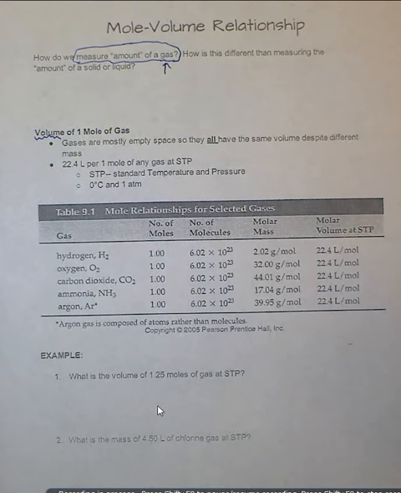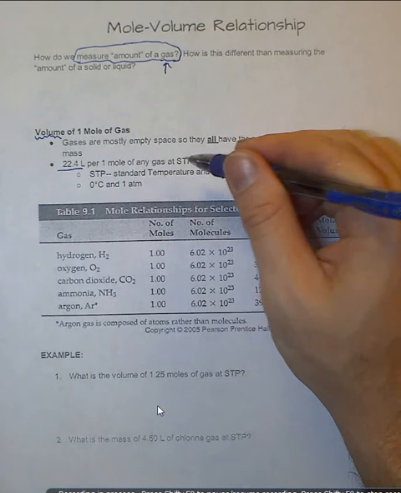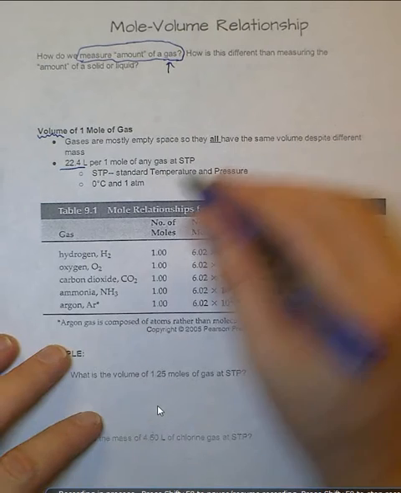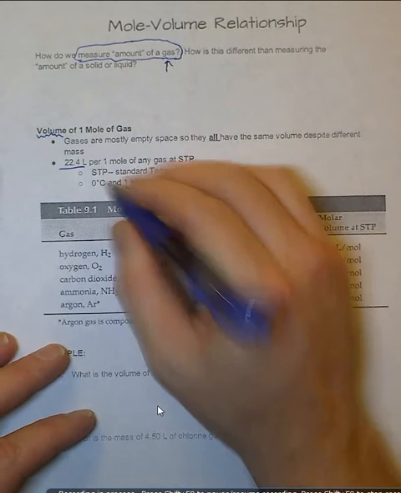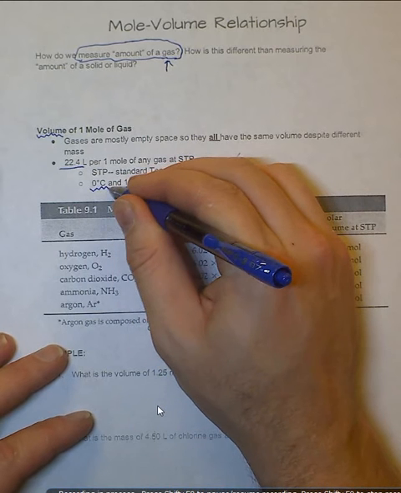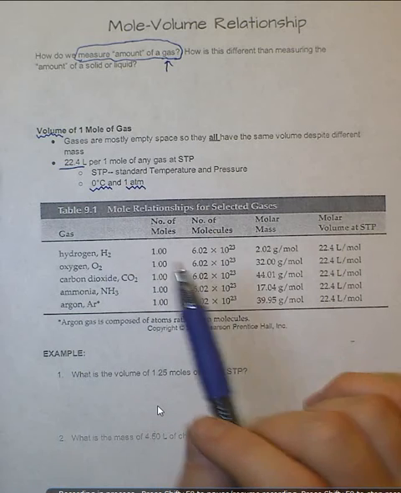Alright, volume of 1 mole of gas. All gases occupy 22.4 liters at standard temperature and pressure. Okay, this is 0 degrees Celsius and 1 atm. This is standard temperature and standard pressure. We'll talk a little bit more about this.